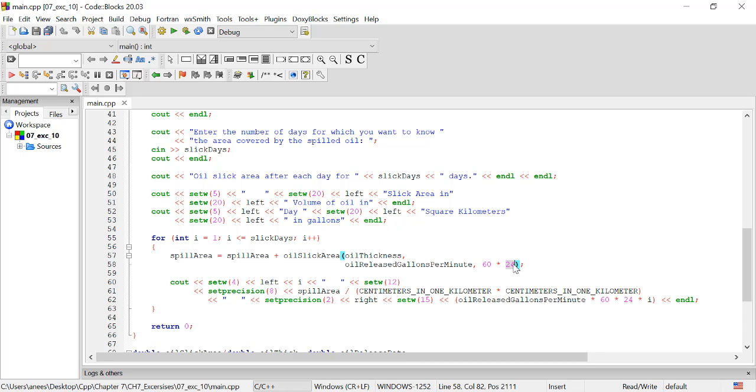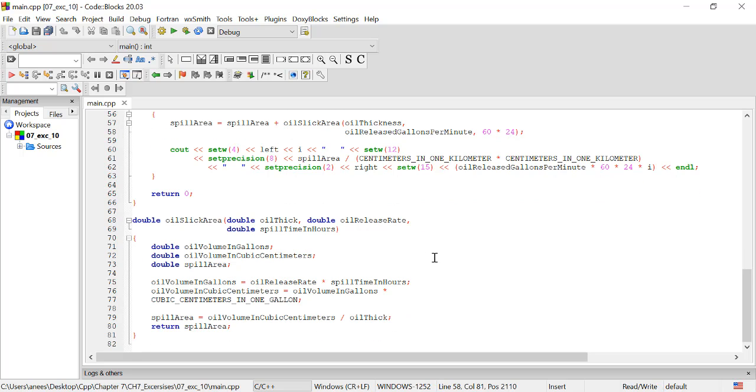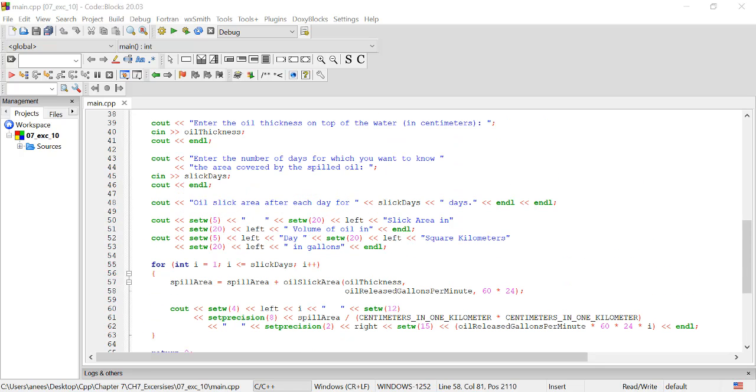This is because we want to find out the number of minutes in 1 day so that we can change it into minutes. Because making everything all in the same units makes everything very much easier.